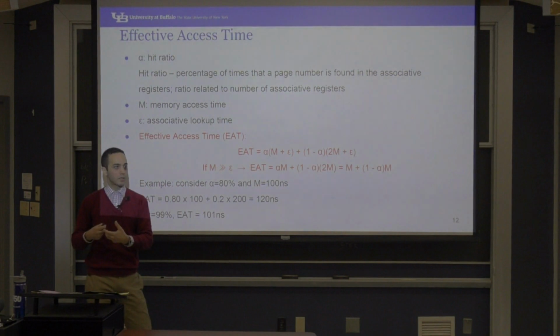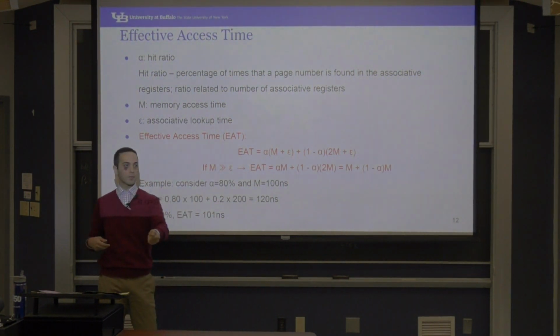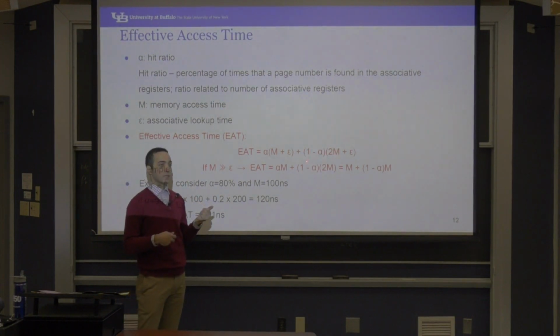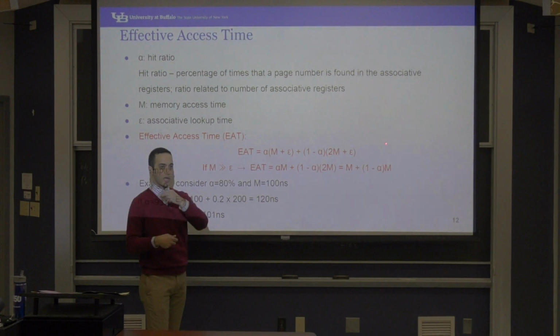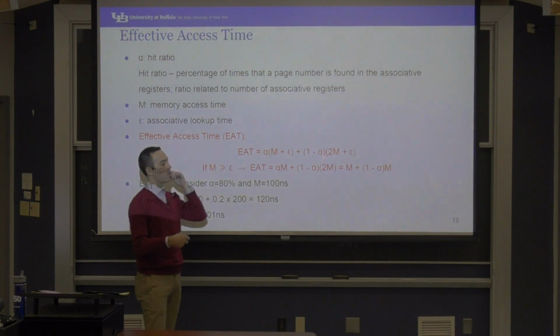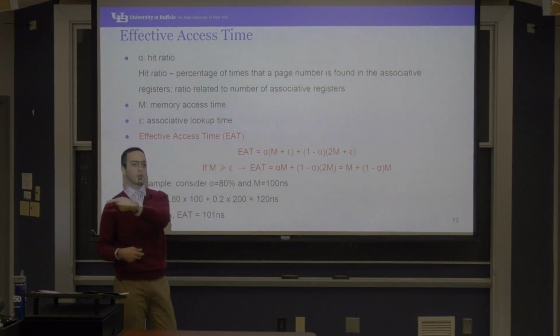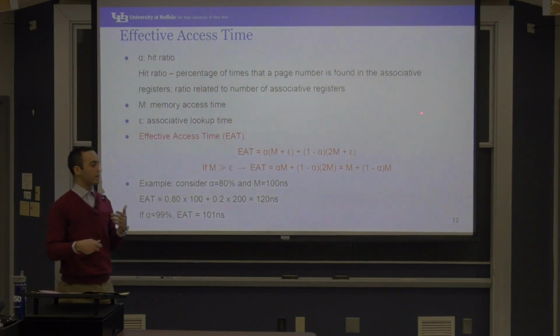So we have a cache access in the TLB, and then once we have the frame, we access the memory, that's it. In the rest of the cases, 1 minus alpha, we have 1 cache access to see if we have it in the TLB. If we don't have it, we have 1 memory access in the page table, and then we get the frame, and 1 memory access to the physical memory to get the data. So the effective access time is this.